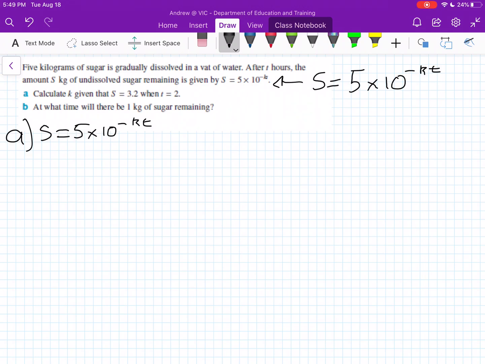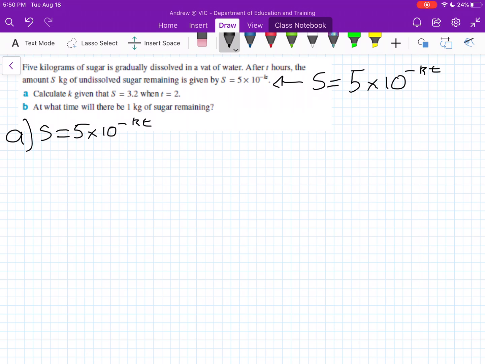G'day everyone. So in this one we're going to be looking at an application question of growth and exponentials, where we've been given an equation and we need to work around the equation given. So here we've got 5 kilograms of sugar gradually dissolved in a vat of water. After T hours, the amount of undissolved sugar remaining, in kilograms, is given by S is equal to 5 times 10 to the negative KT. Written that out again just in case you couldn't see the KT.